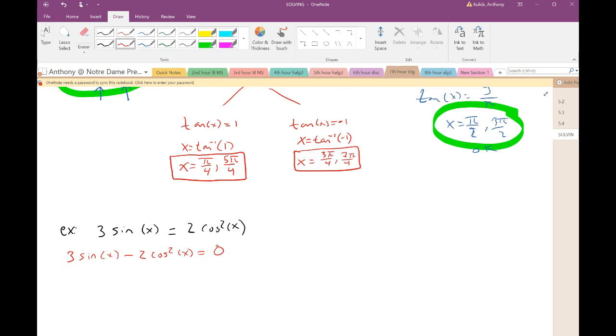Can I factor anything here? No, right? What's getting in the way? That my trig functions aren't the same kind of trig function, right? So what should I do here? I think Sophia has a good idea. Is you're going to go to your identity sheet and you're going to ask yourself, is there a way for me to rewrite cosine squared in terms of sines? Does anybody see a way to do that? Cosine squared is 1 minus sine squared.